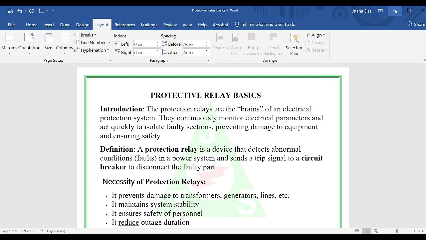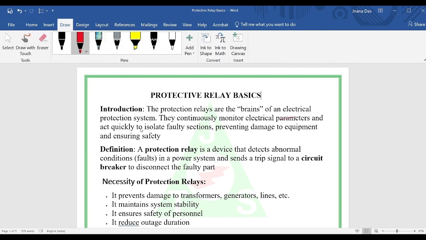Today's topic is protective relay basics. The protective relay is the brain of the electrical protection system, and acts quickly to isolate the faulty sections, preventing damage to the equipment and ensuring safety of the power system.